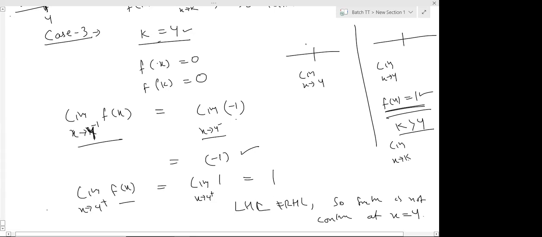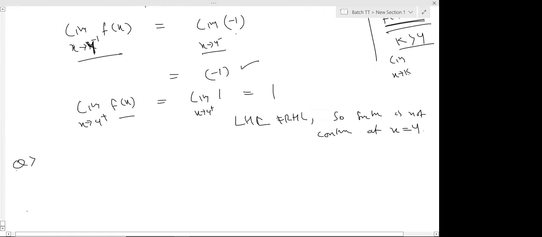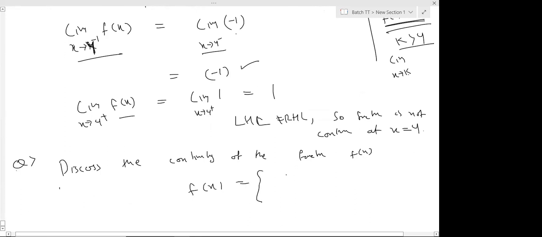All right. So try to solve this next question by yourself. Remember, when they ask you to prove something is continuous for all numbers, you have to assume cases. Discuss the continuity of the function f of x, which is equal to sine 2x upon x if x is less than 0, and x plus 2 if x is more than or equal to 0.